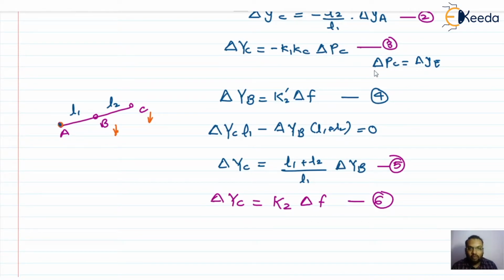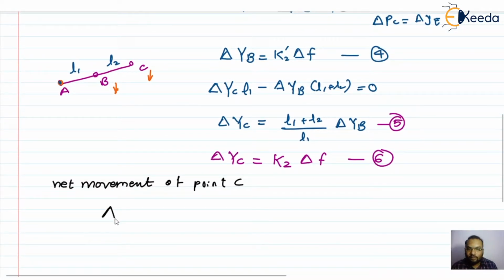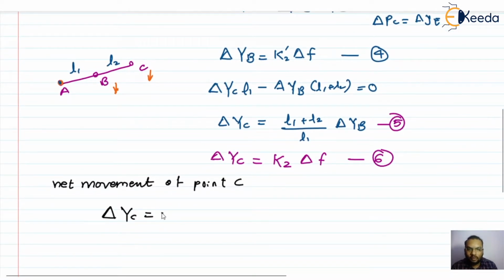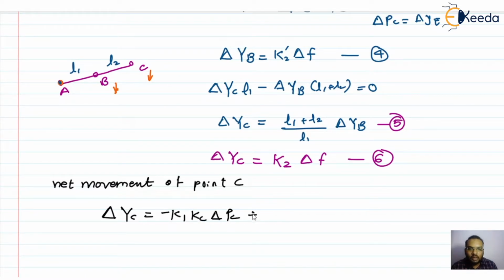So the net movement of point C, I'll write here, net movement of point C, we get here delta YC as per the equation number 3, it is minus K1 KC into del PC, plus K2 del F. Call this as equation number 7.